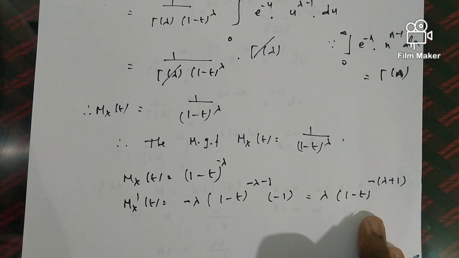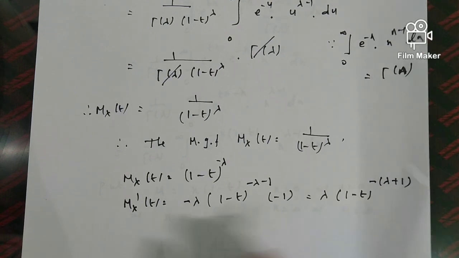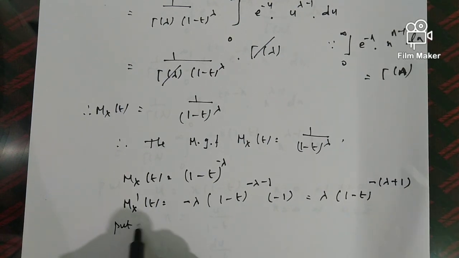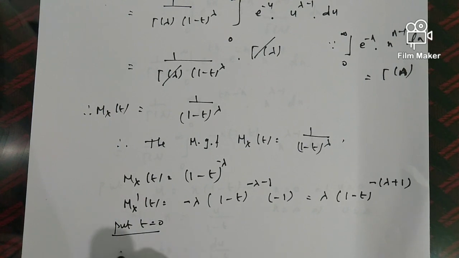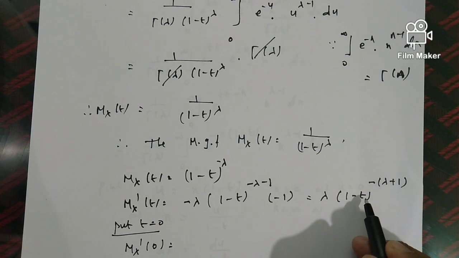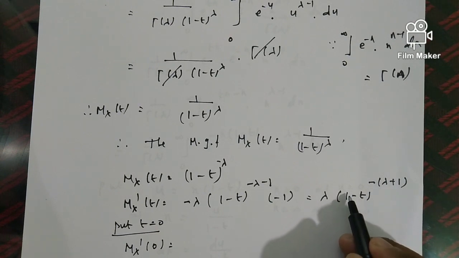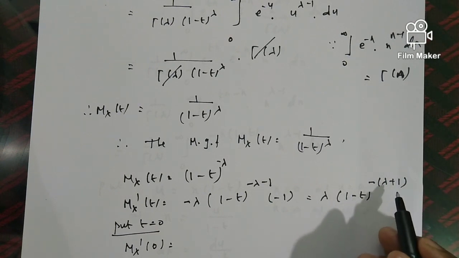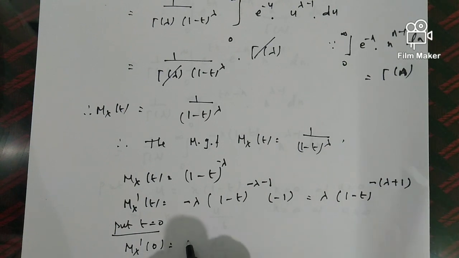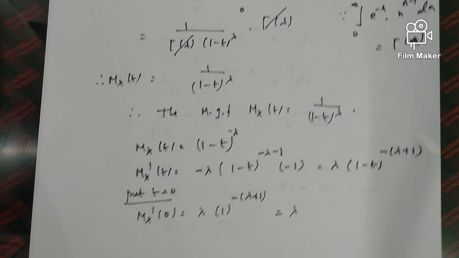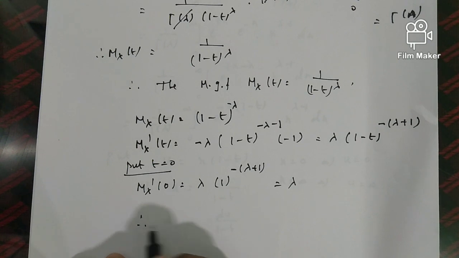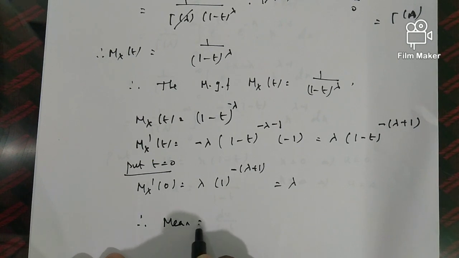To find the mean, what we are going to do? Put t equal to 0. What will happen? Mx dash of 0 equal to, wherever t comes we can make it as 0, so we can get only 1. 1 power anything is 1. So what is our mx dash of 0? Lambda into 1 power minus of lambda plus 1, that is equal to lambda. Hence our mean is nothing but, therefore mean is equal to lambda.